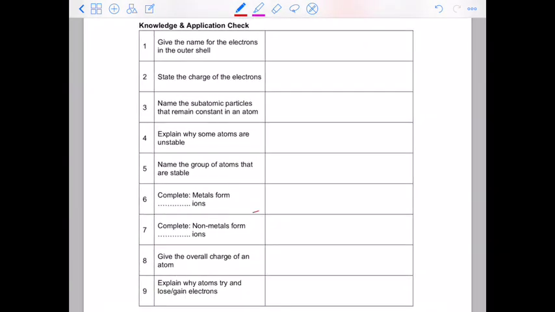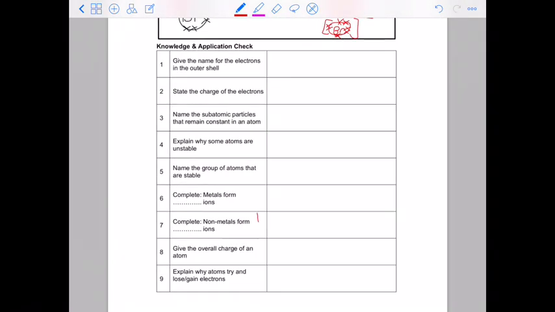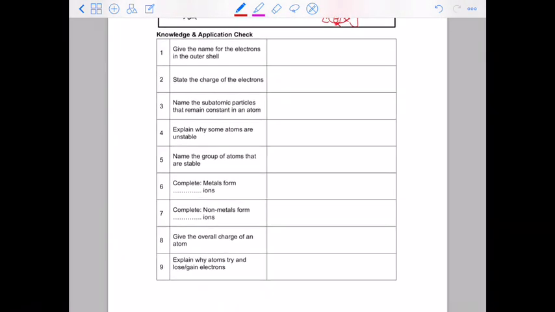So now to finish up this lesson, here are 9 questions. Give this knowledge and application check a try, writing down your answers. We'll take them up in a minute.